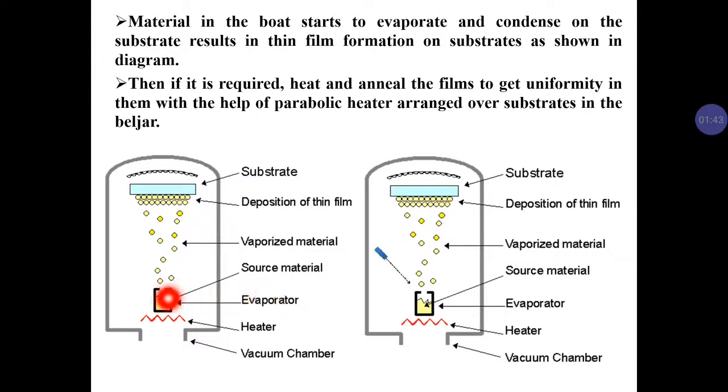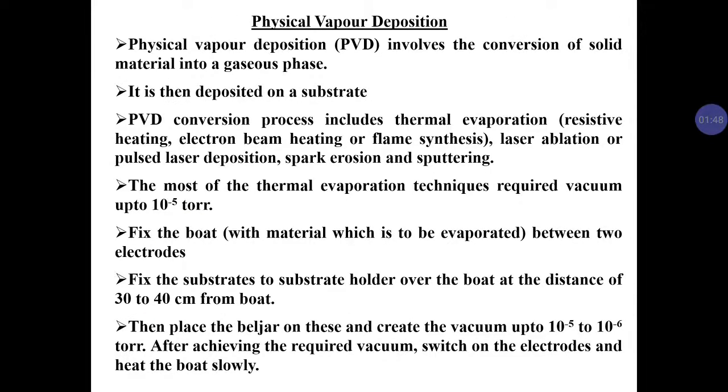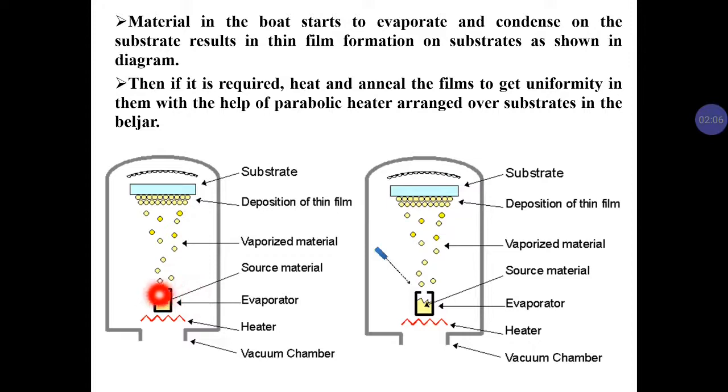In this diagram, this is the boat which is fixed between the heater in order to heat it, and the substrate holder is placed at a distance of 30 to 40 centimeter from the boat. So this is the boat here, and this is the substrate. The distance between the boat and substrate is nearly about 30 to 40 centimeter, and the material is deposited on the substrate.